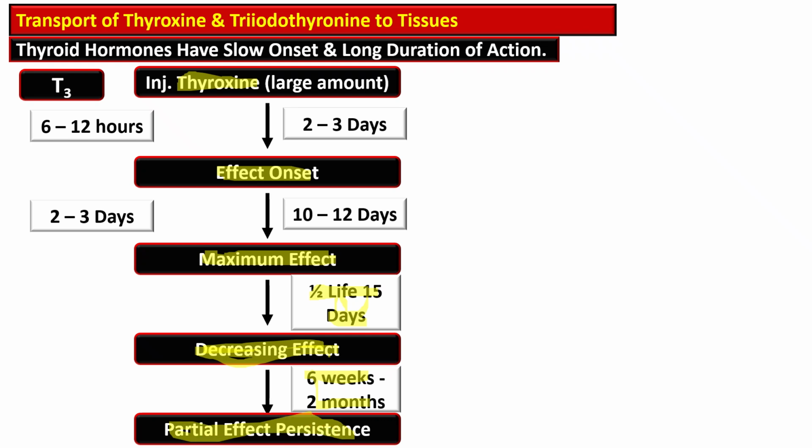However, T3 or triiodothyronine has only a latency period of 6 to 12 hours, and the start of the effect occurs within 2 to 3 days. It achieves its maximum effect within 2 to 3 days.